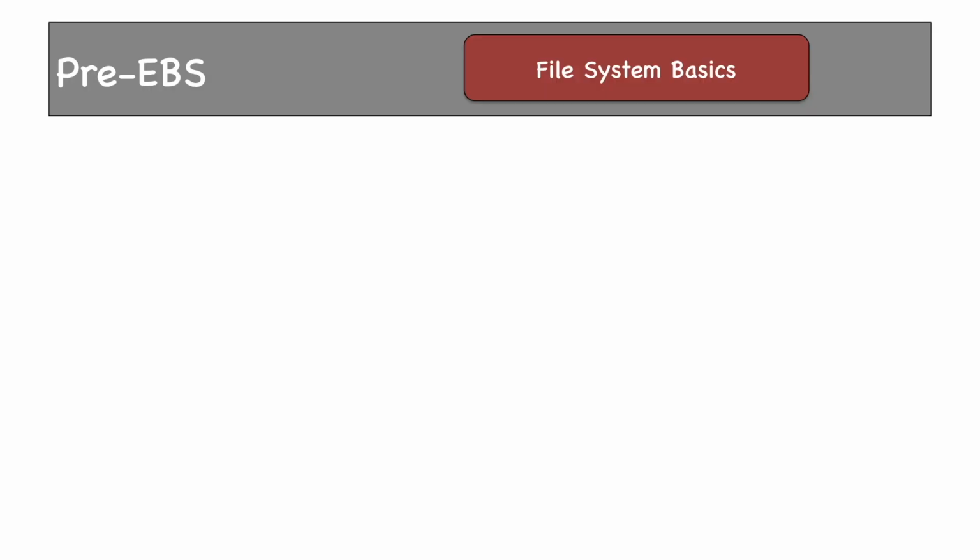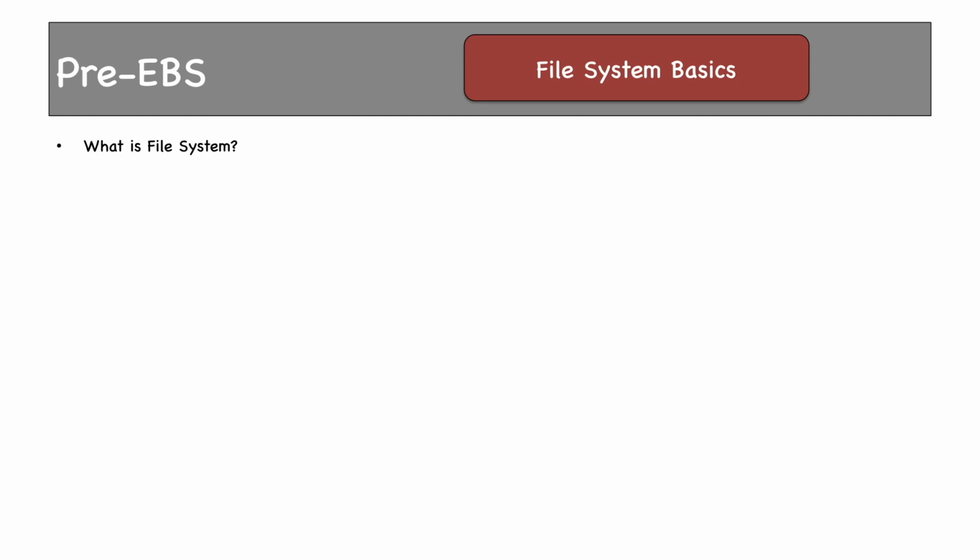The first pre-EBS talk is file system basics. File system is a Unix concept. It is not so much prevalent in Windows operating systems, but you should know how it works. Although as an AWS solutions architect or sysops, you'll never be working inside of an EC2 instance. You'll never create any file system, but it's good to have this knowledge to understand the basic EBS concepts.